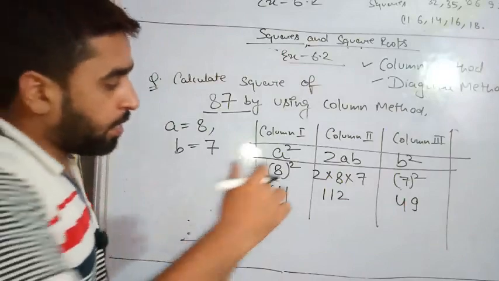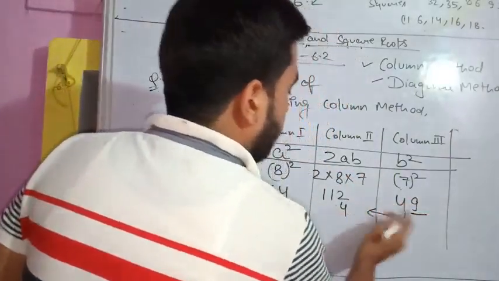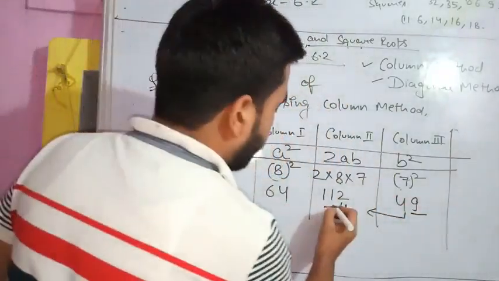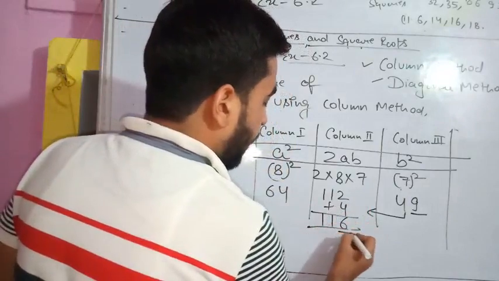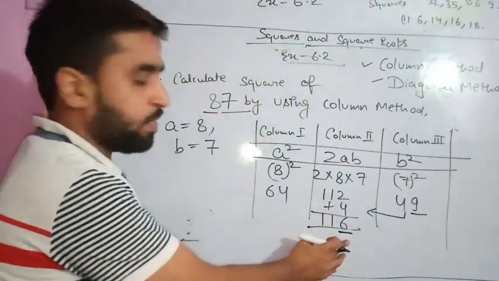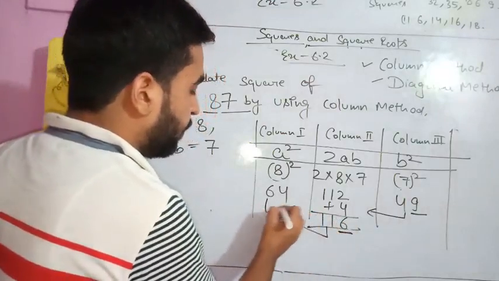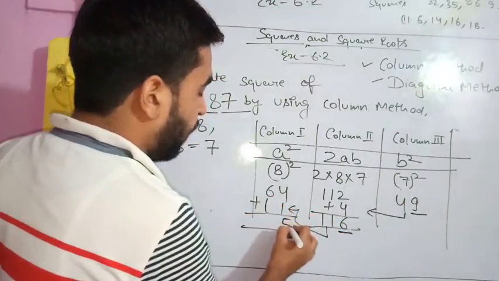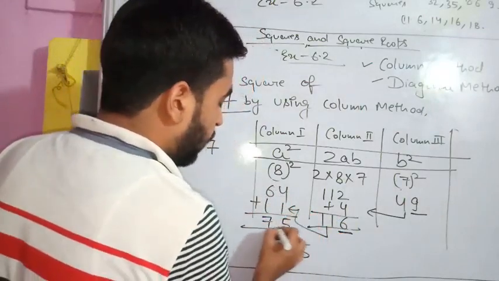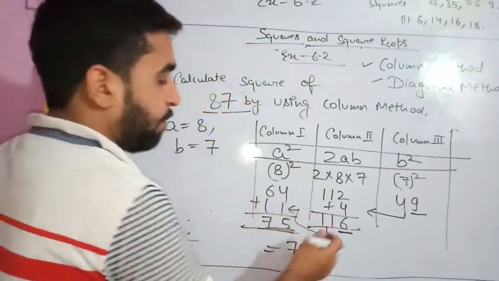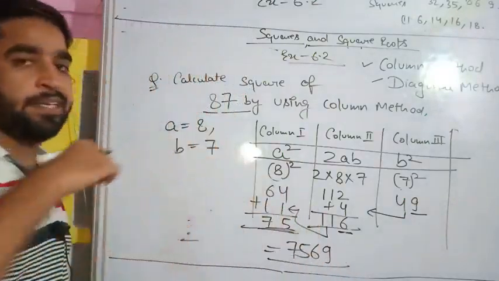We will underline the unit place digit and we will shift the tens place digit for addition. Now add these two numbers. What will you get? 4 plus 2 is 6, and 1 and 1. Now again we will underline the ones place digit and we will shift all the remaining numbers for addition. So shift this 11, you will get 4 plus 1 is 5, 6 plus 1 is 7. So you will get 7 5. Now underline these both numbers: 7, 5, 6 and 9. So that is the square of 87.